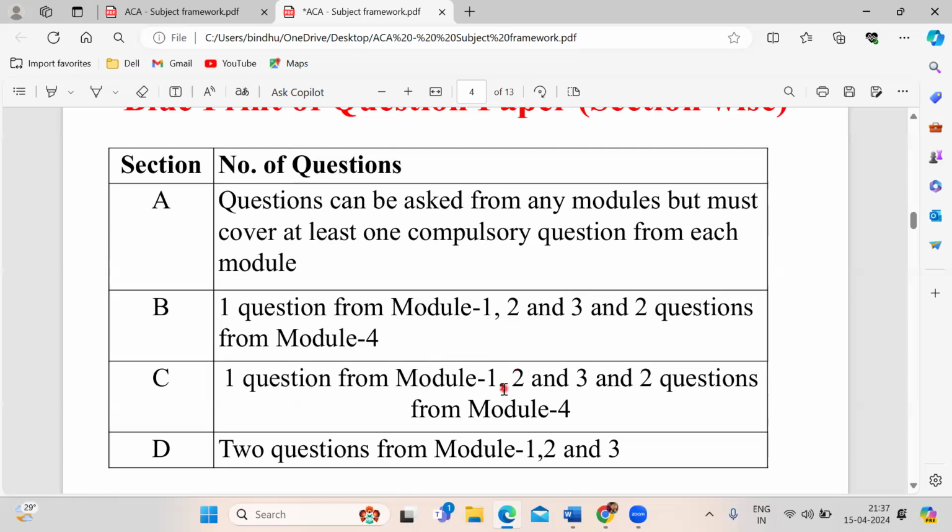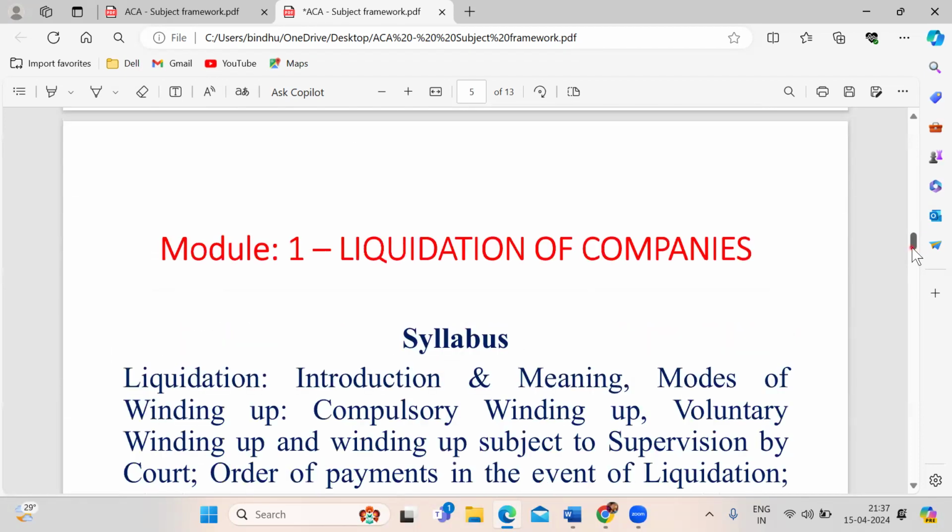Same for the 10 marks also: from models 1, 2 and 3, obviously there will be 3 questions raised, and 2 questions from the 4th chapter. Totally 5 questions are going to be raised for you. And section D obviously deals with the top 3 models. They are going to raise a question from the first, second and third model as per the pro forma given by the resource persons in Bangalore University.